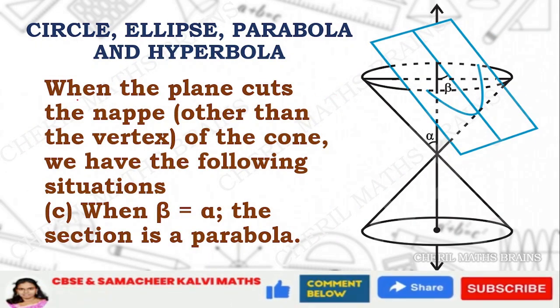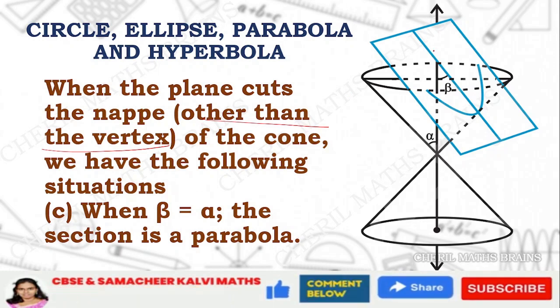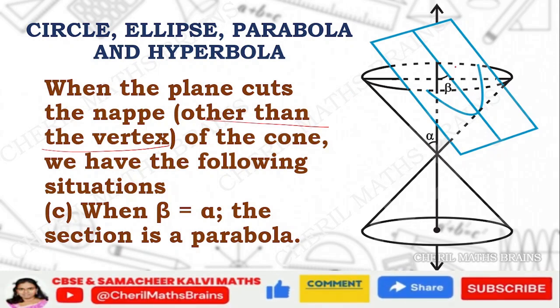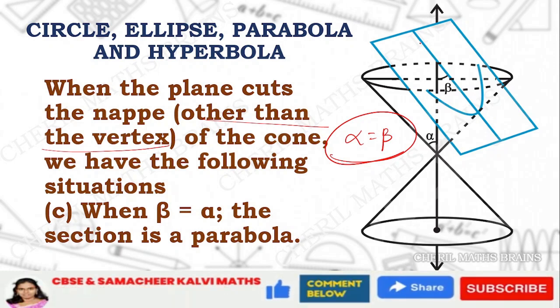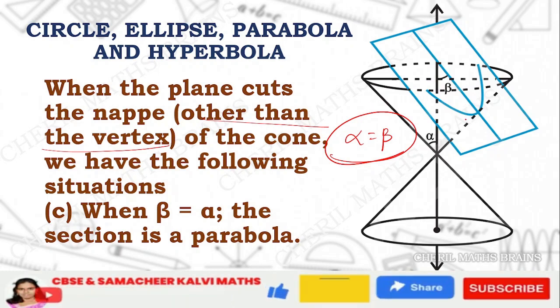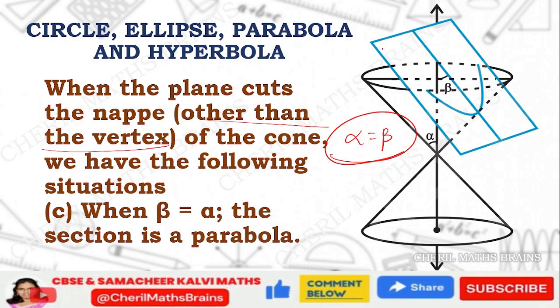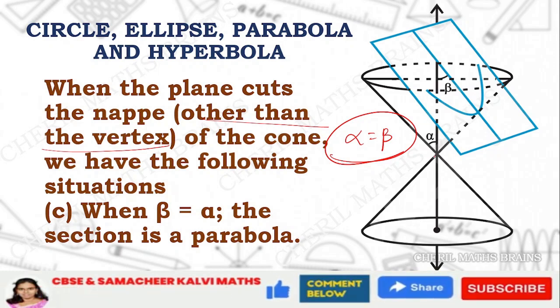The next case is for a parabola. Again this is the same condition, the plane cuts the nape other than the vertex. When beta is equal to alpha, when you cut a section in such a way that alpha and beta are equal, in that case you will be getting a parabola. Not only here, even on this side, if you cut at the same angle, you are going to get a parabola. In all these cases we were doing a section only on either the lower nape or the upper nape.